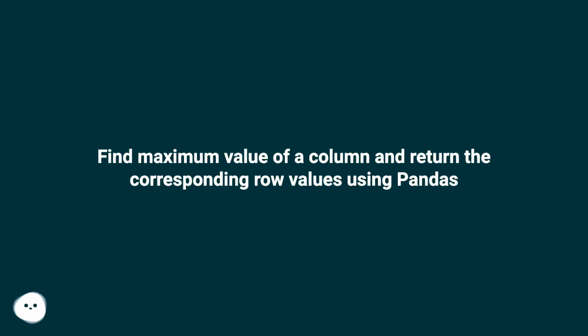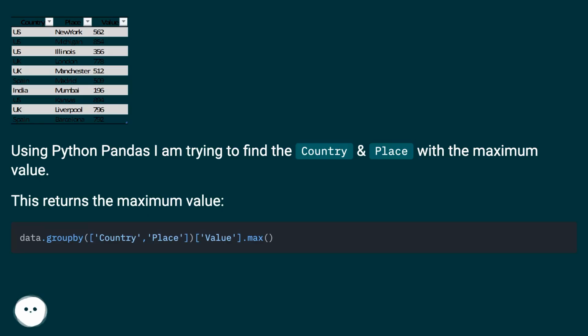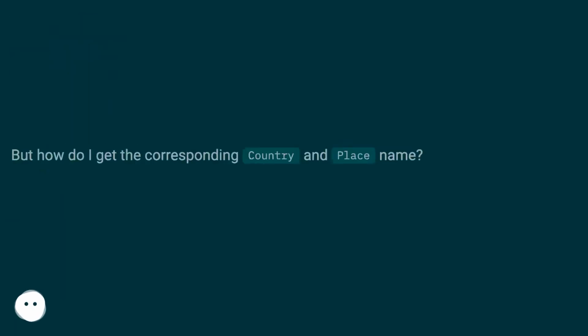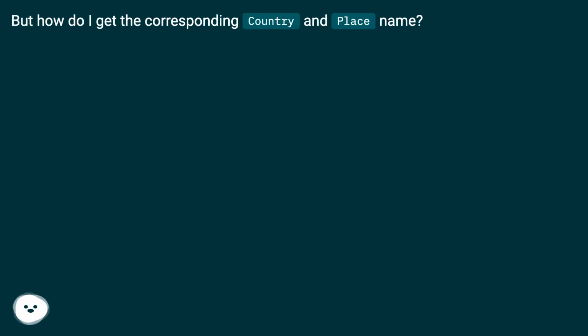Find maximum value of a column and return the corresponding row values using Pandas. Using Python Pandas, I am trying to find the country and place with the maximum value. This returns the maximum value. But how do I get the corresponding country and place name?